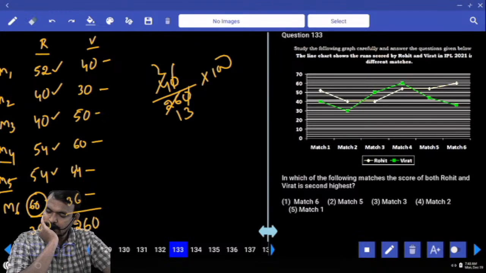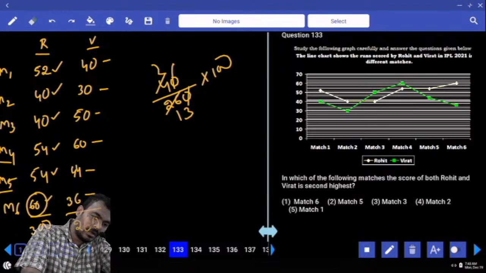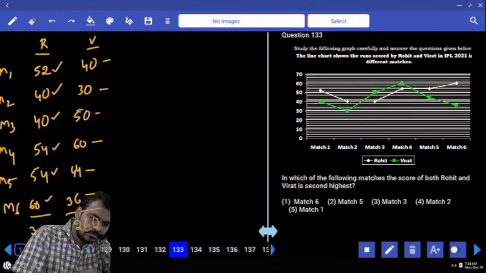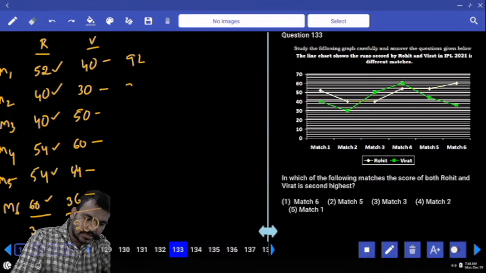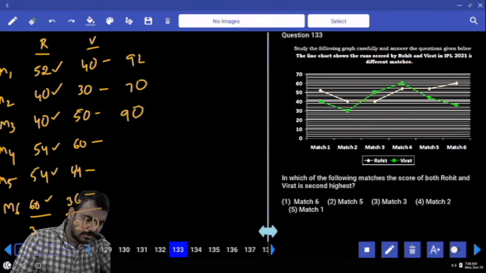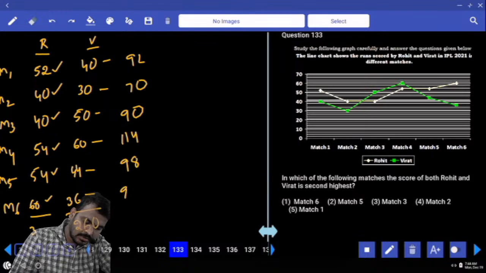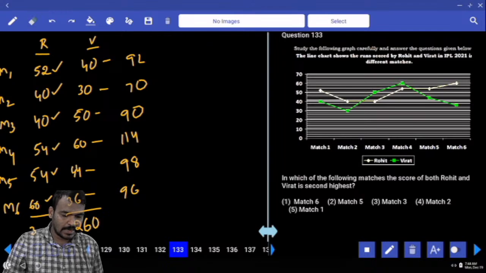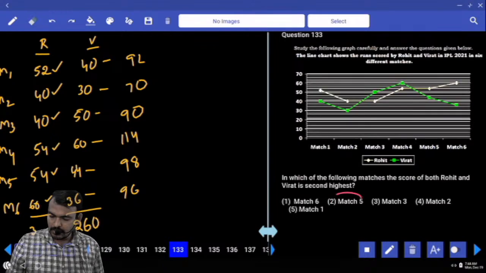But your question is, in which of the following matches the score of both Rohit and Virat is the second highest? Not individual scores. Then we take the combination or not? 52 plus 40. How much? 92. 40 plus 30. 50 plus 40. 90. 114. Next one 98. Next one 96 or not? Which one is the highest value? 114. Second highest 98. M5 or not?